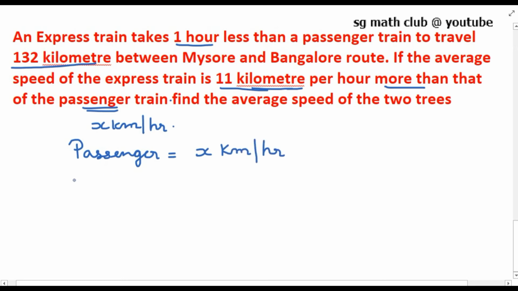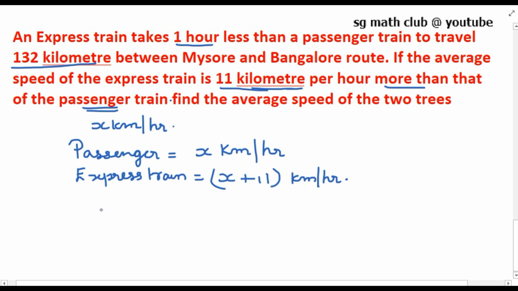So what will be the average speed of the express train? It is given here: the average speed of the express train is 11 km per hour more than that of the passenger train. So definitely it will be x plus 11 km per hour. Now we need to frame the quadratic equation. The distance is same for both the trains.